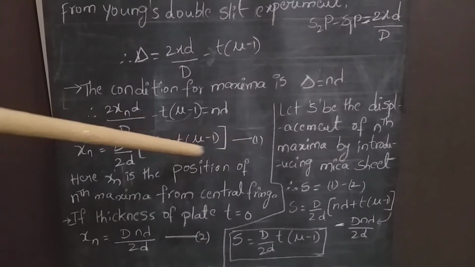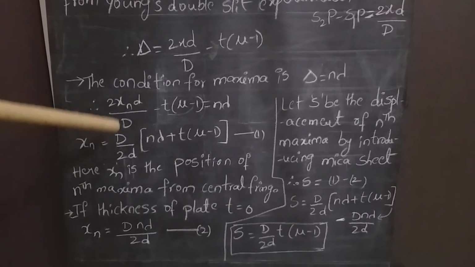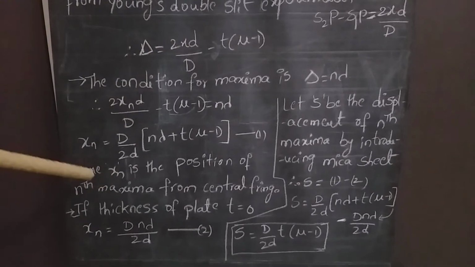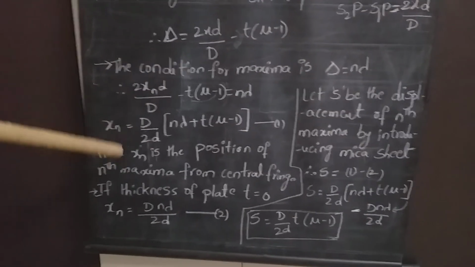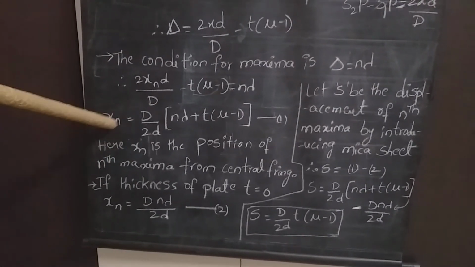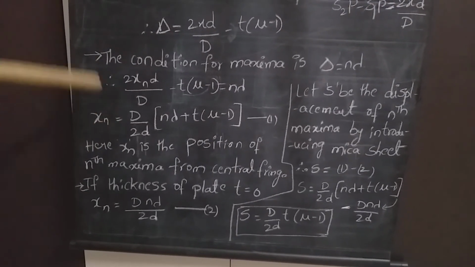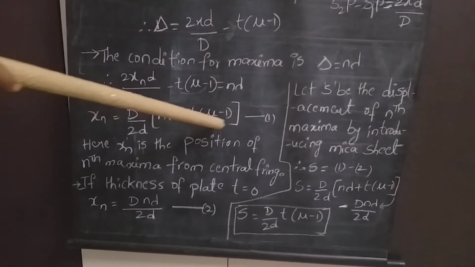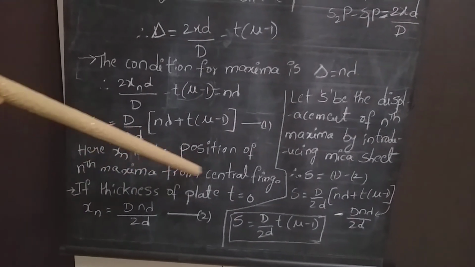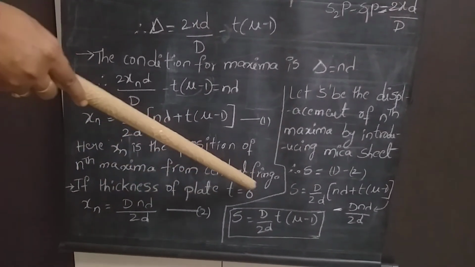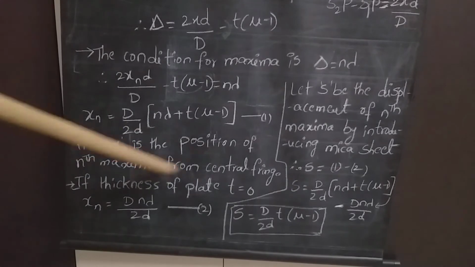Let us say this is equation 1. Now this xn is nothing but the distance between the central maxima and the nth order maxima. If n is equal to 1, then x1 will give us the distance between the central maxima and the first order maxima. If n is equal to 2, then x2 will represent the distance between the central maxima and the second order maxima, and so on. Now you see here, xn is the position of the nth maxima from the central fringe. What I discussed here, I have just written in this row.